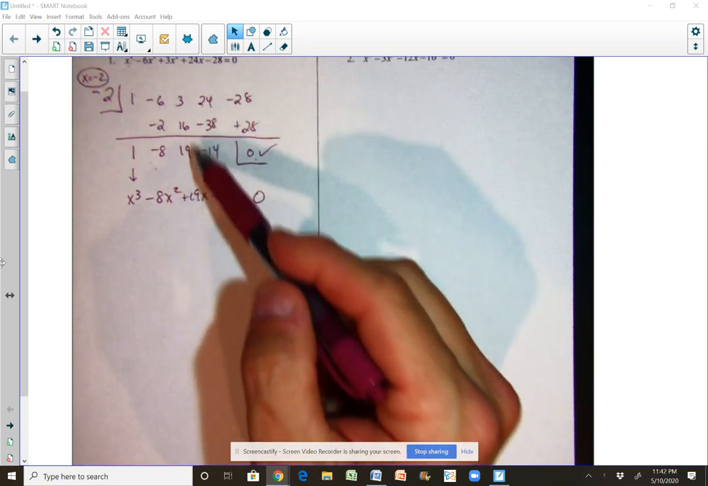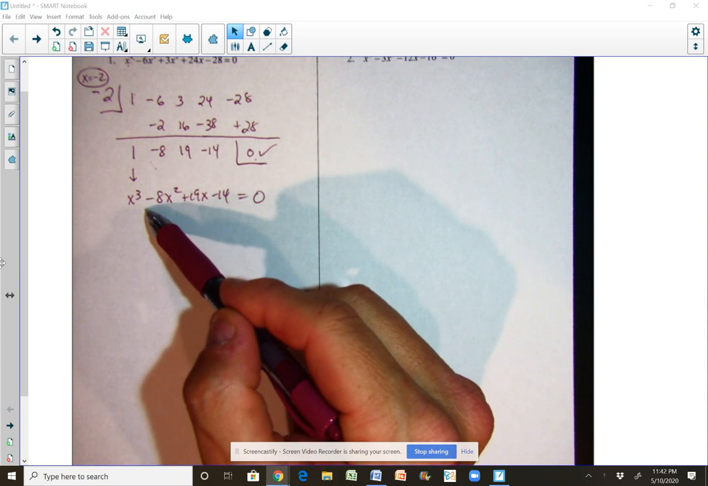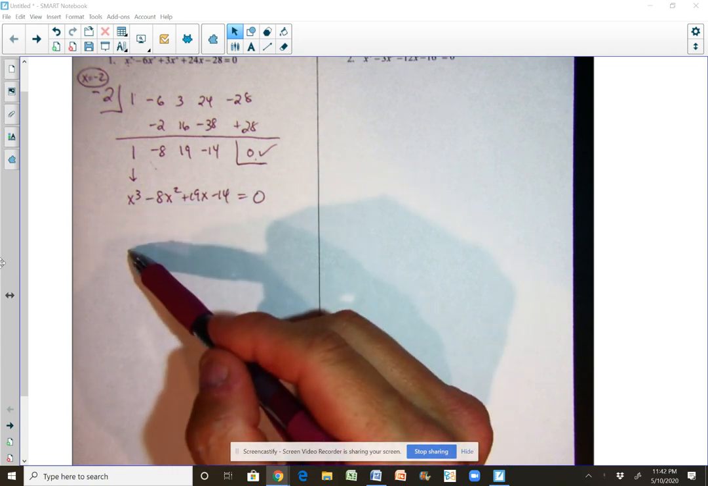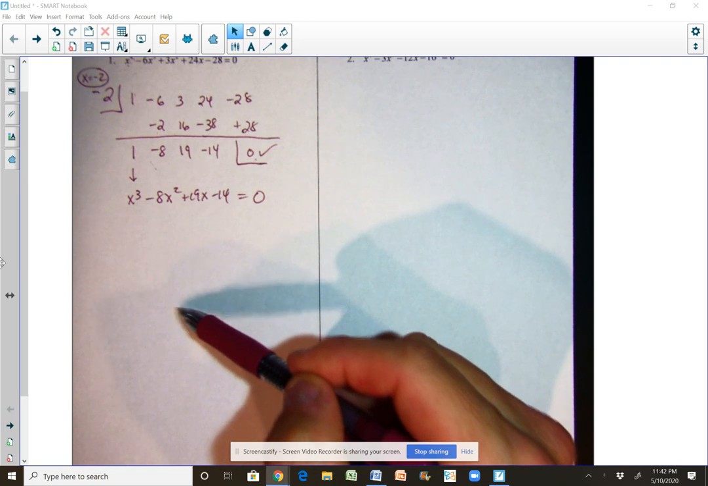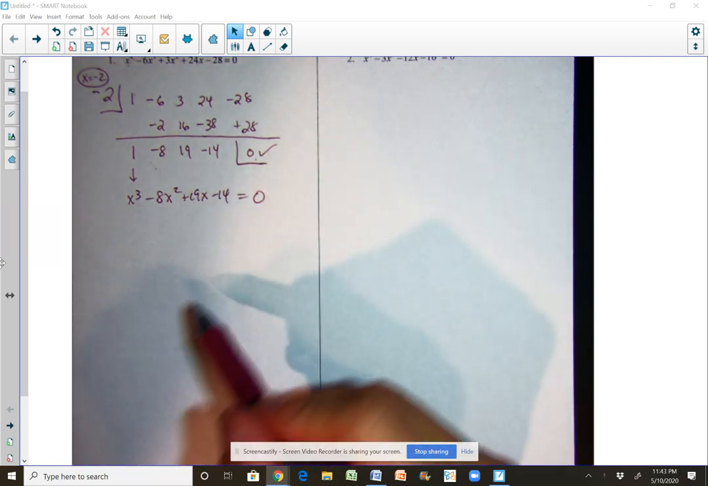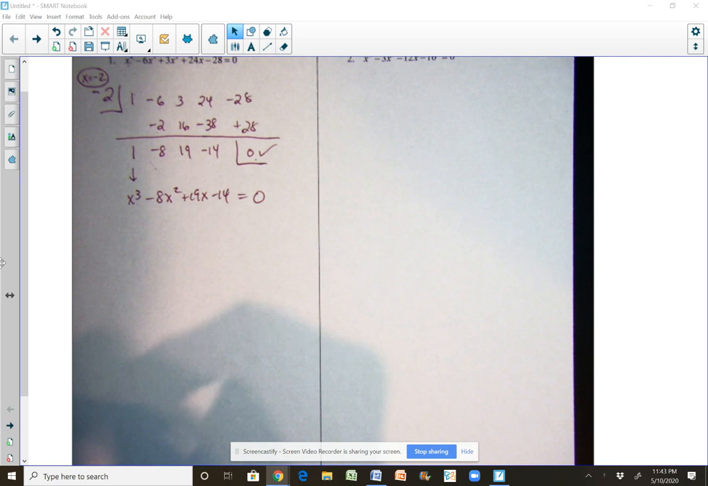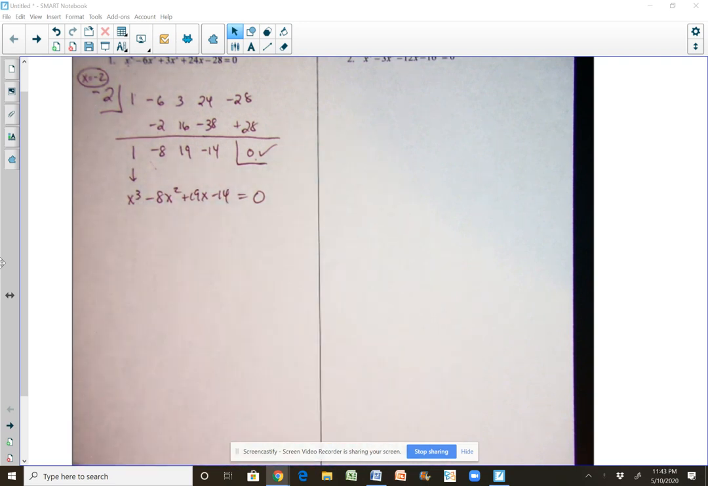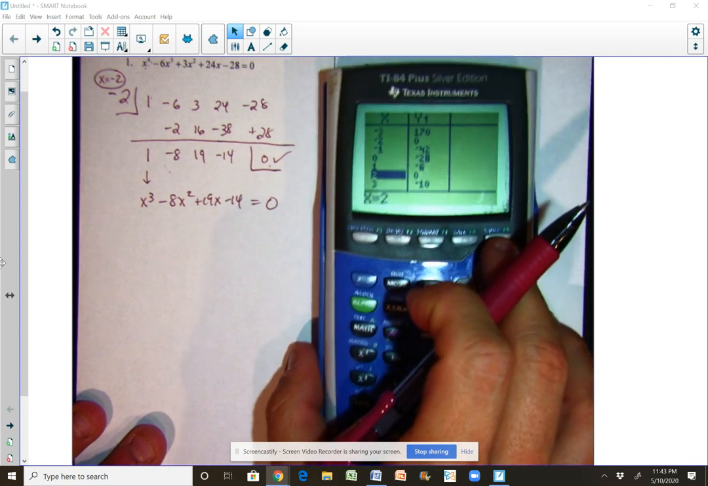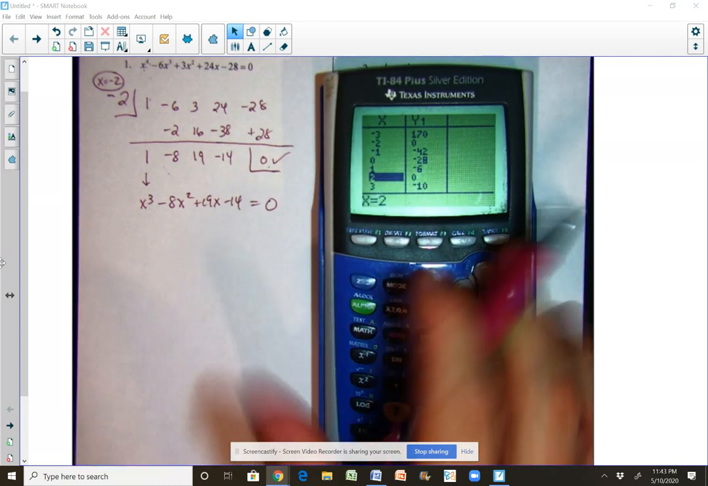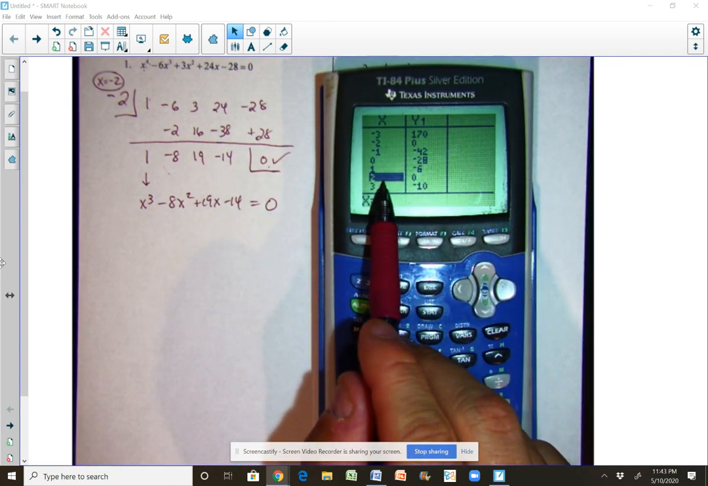We're working down the pathway. Fourth degree, down to a third degree. If we can pull out another root synthetically, we'd be down to a second degree. And then with that second degree, we can use the quadratic formula or other factoring methods perhaps to solve it out. So knowing from our calculator, if you remember, we saw another root right here at x equals 2.